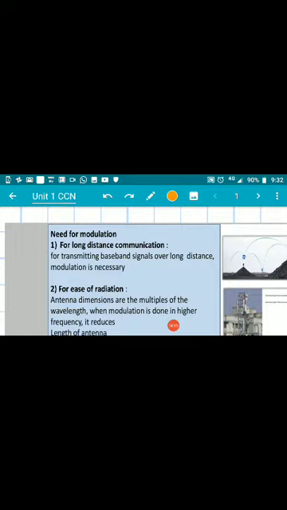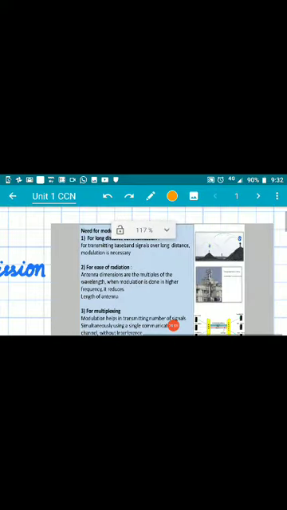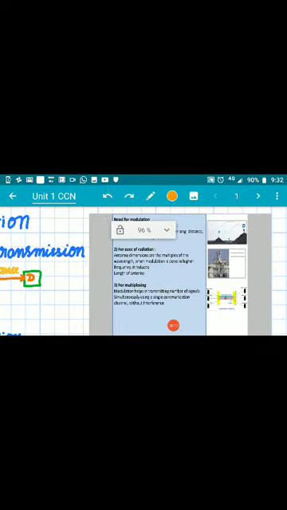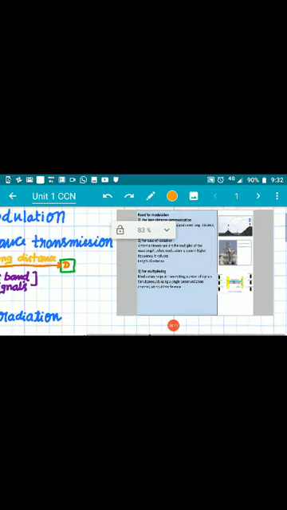In this video, we shall understand the need for modulation. As we already know, what is modulation? Modulation is a process of changing the characteristics of the carrier wave.